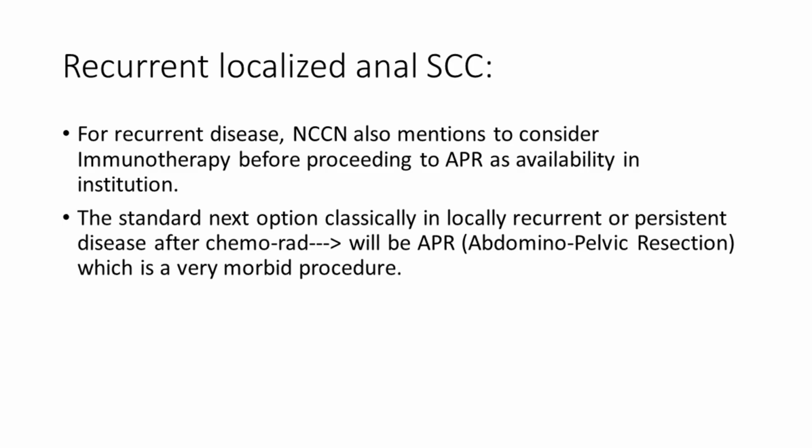For recurrent localized anal SCC, the NCCN recommends considering immunotherapy before proceeding to abdominoperineal resection, APR, if available at the institution where the patient is being treated. APR is a very morbid procedure and is typically the next option for locally recurrent or persistent disease after chemoradiation.